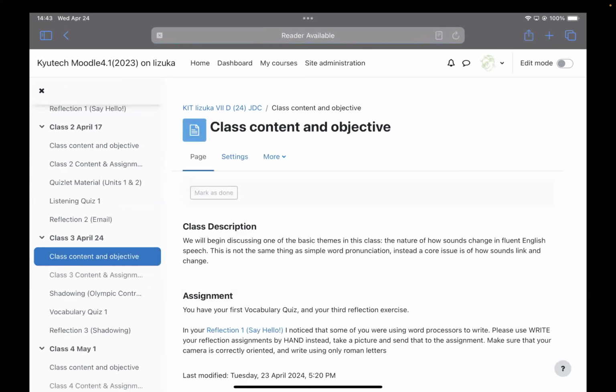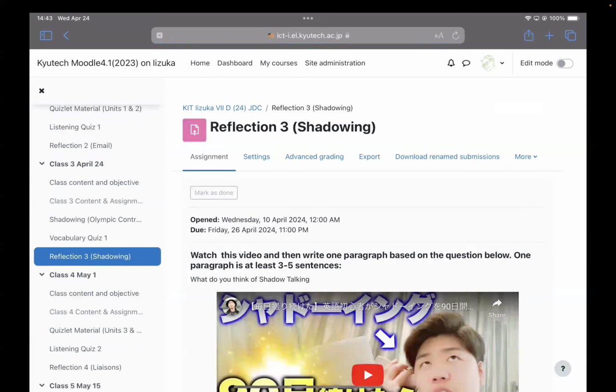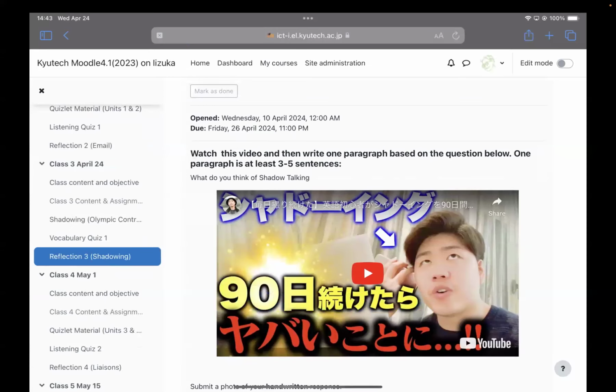And you also have a reflection. This reflection also, write your answer, take a picture. But this time, the answer I want you to write is a paragraph. I want you to write 1 paragraph. Now, a paragraph is at least 3 or 5 sentences. So I want this to be a paragraph, not just 1 or 2 sentences. I want you to start thinking in paragraphs.